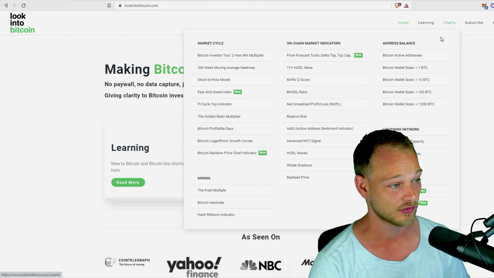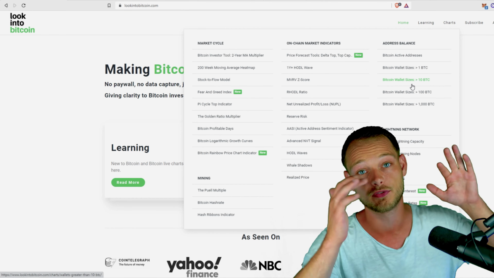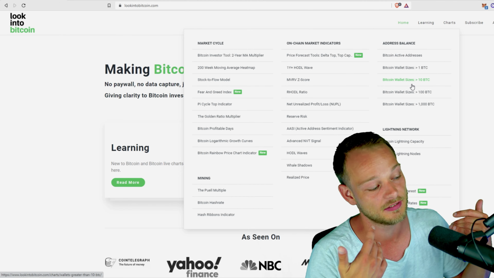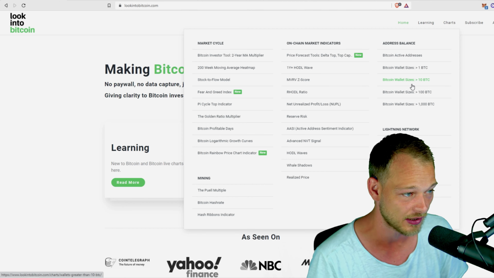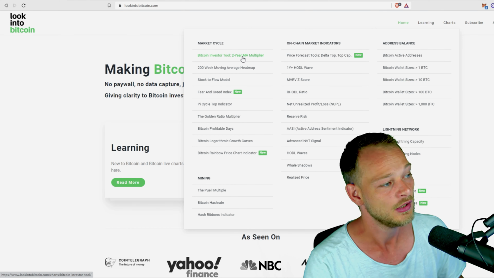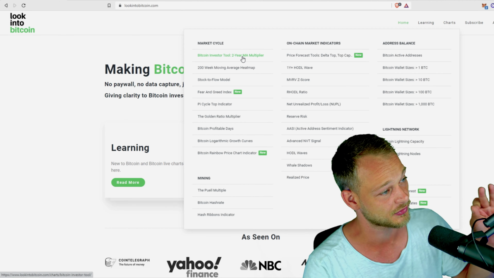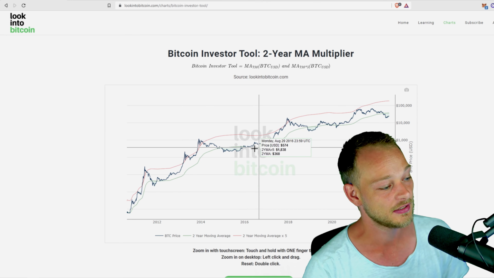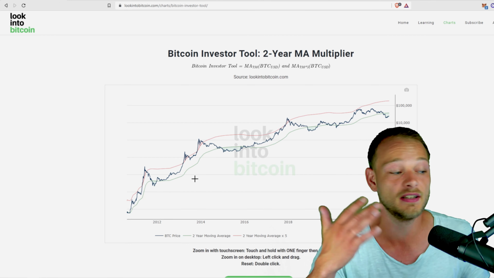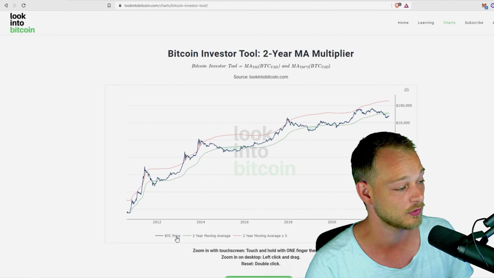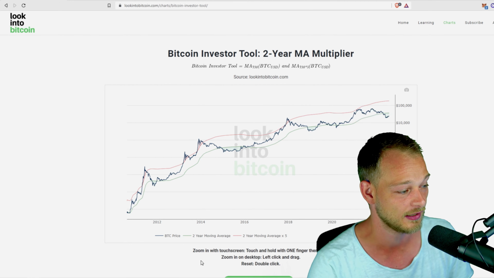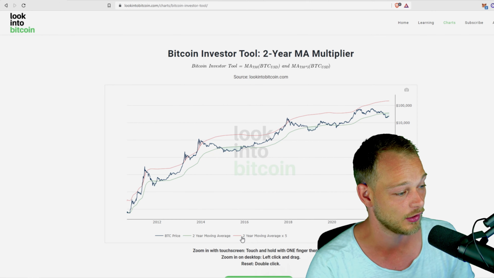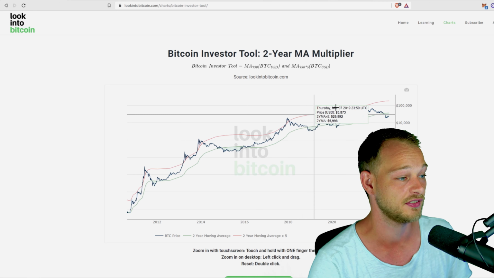For example, here at charts, we have all kind of charts, and what I really like about this is that they have a really decent explanation on how to use every single one of these charts as well. So for example, the Bitcoin investor tool, the 2-year MA multiplier. This is the 2 years Bitcoin moving average. As you can see right here, the Bitcoin price is the blue line. The 2-year moving average is the green line, and the 2-year moving average times 5 is the red line.